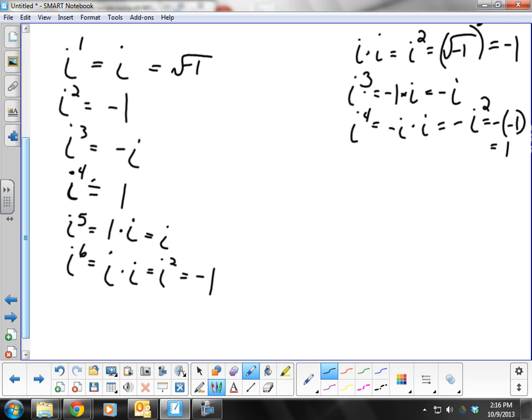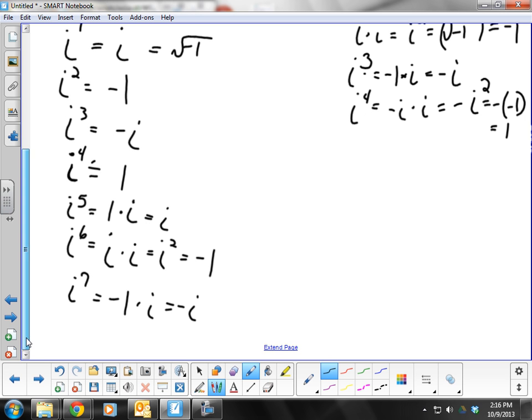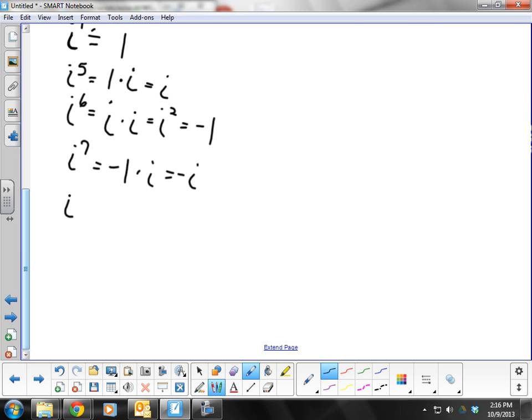Look at this. I started with i, and I went to -1, then I went to -i, and then I went to +1. And then I'm at i, I'm at -1. What would be the next one? i to the 7th. Last answer times i. -i. Let's go to the exponent of 8. Take the last answer times i. Everybody see it's what we call cyclic in nature?